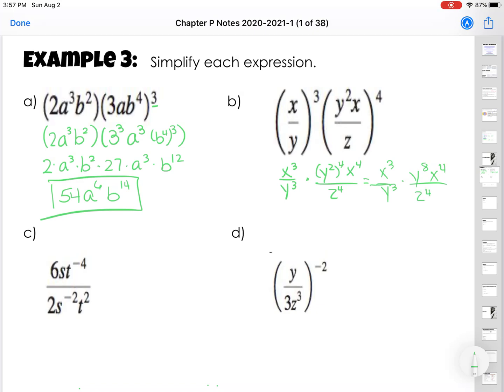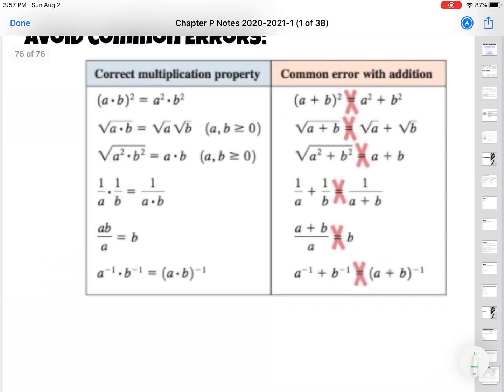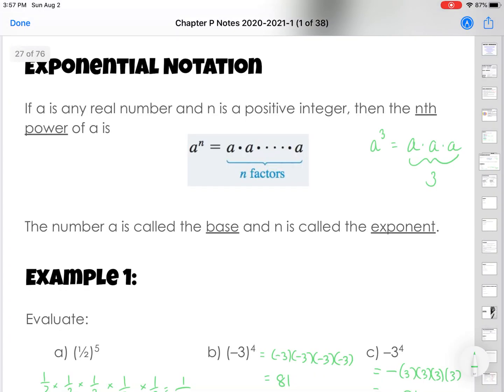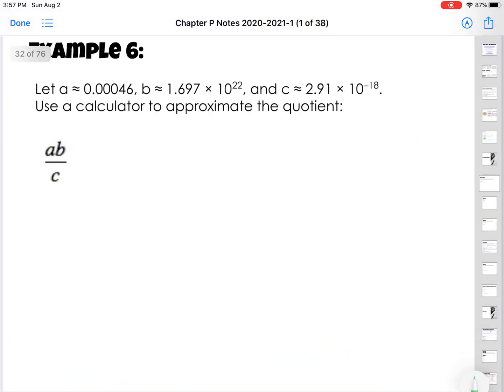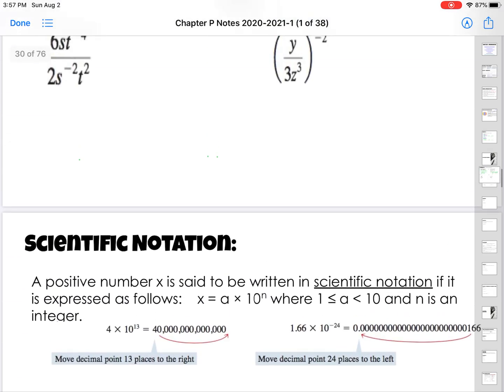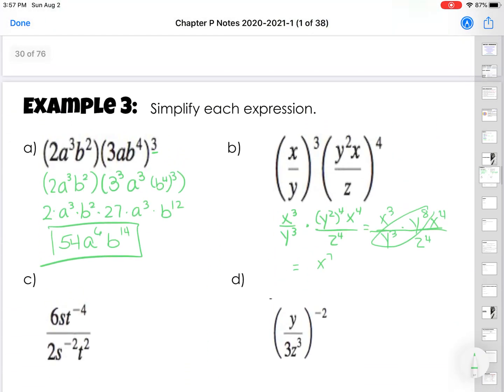And then we can really just multiply everything together. So the x's will become, we add, so that's 7, x to the 7. The y's on top and bottom can do some canceling. So I'm left with y to the 5th in the numerator, and then the z is by itself to the 4th.